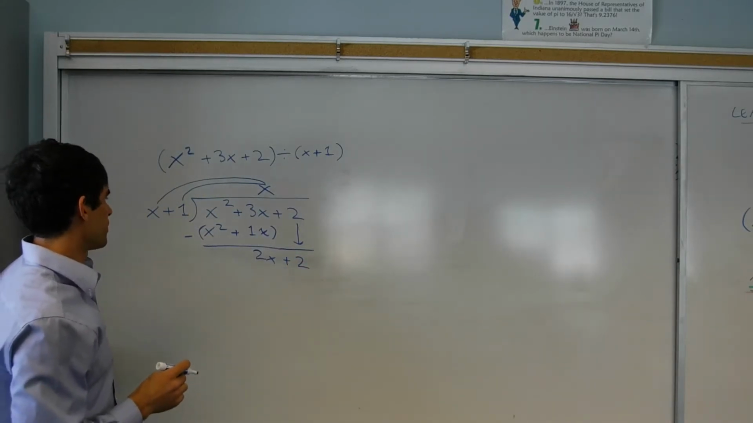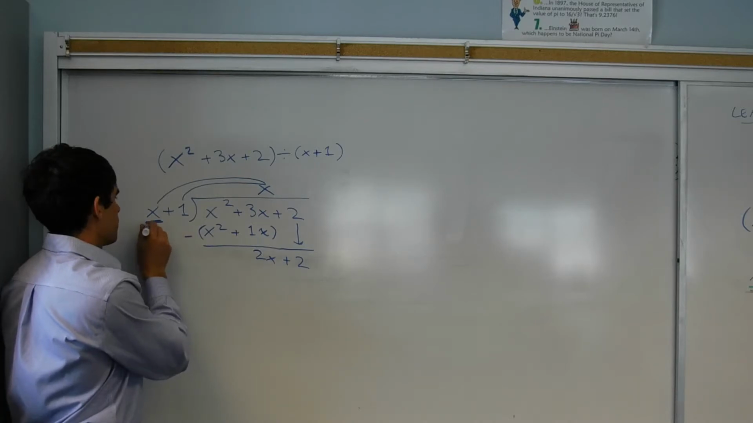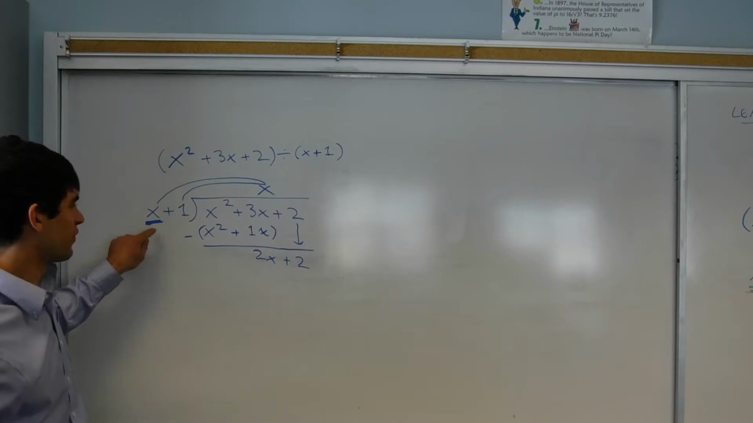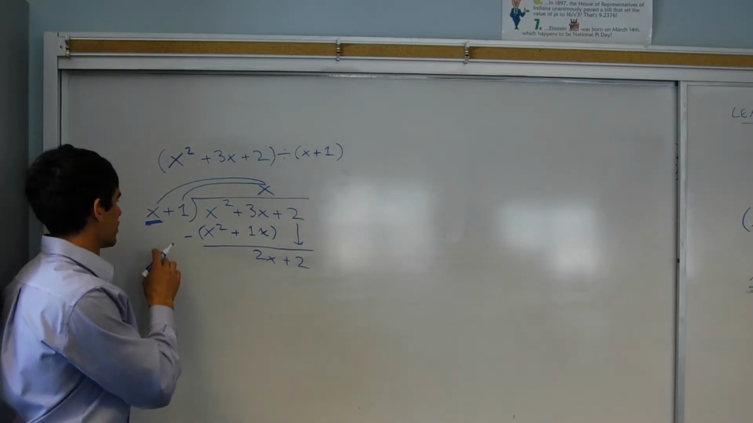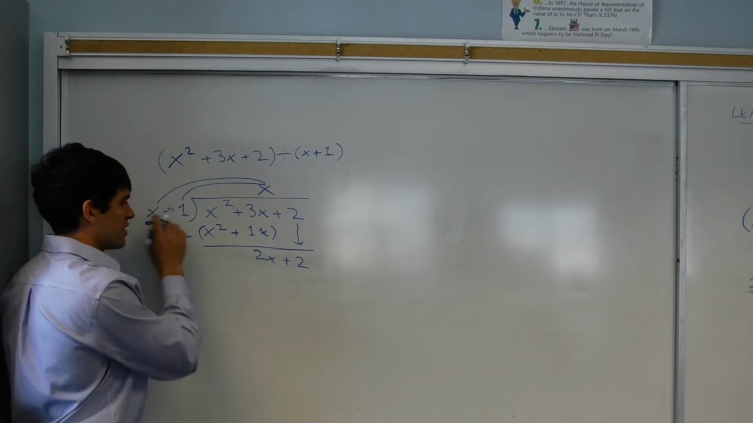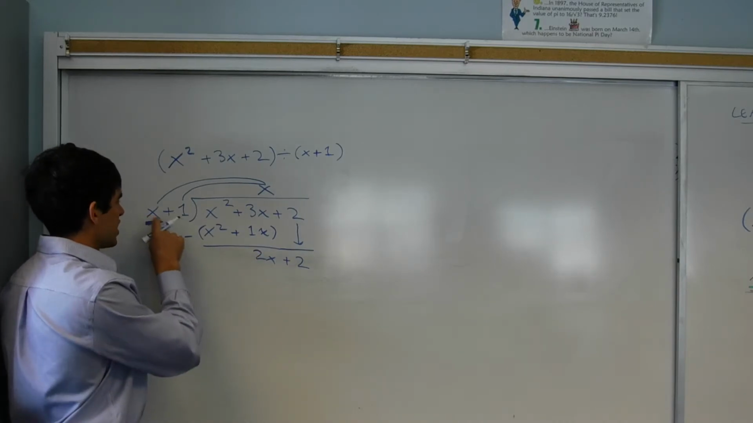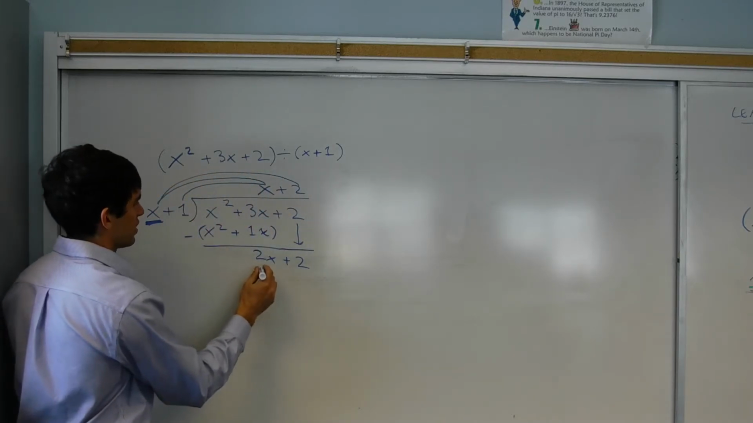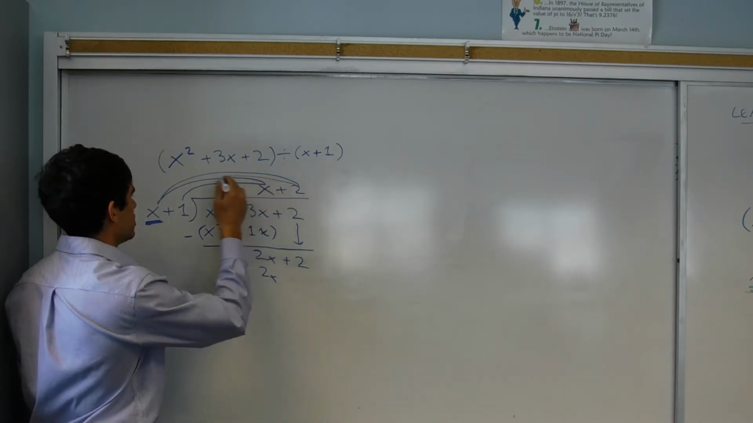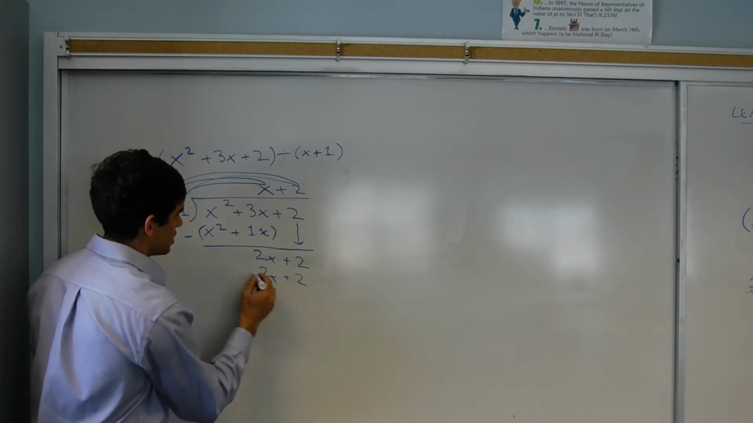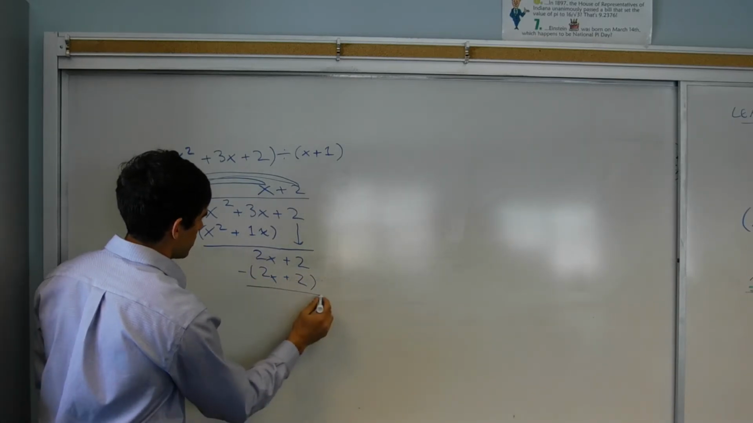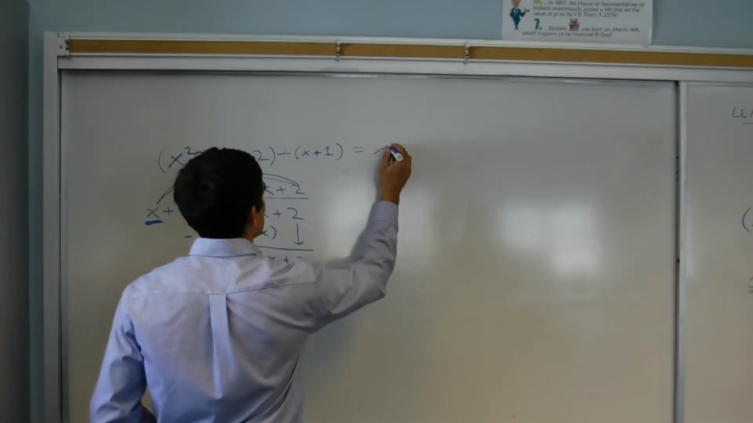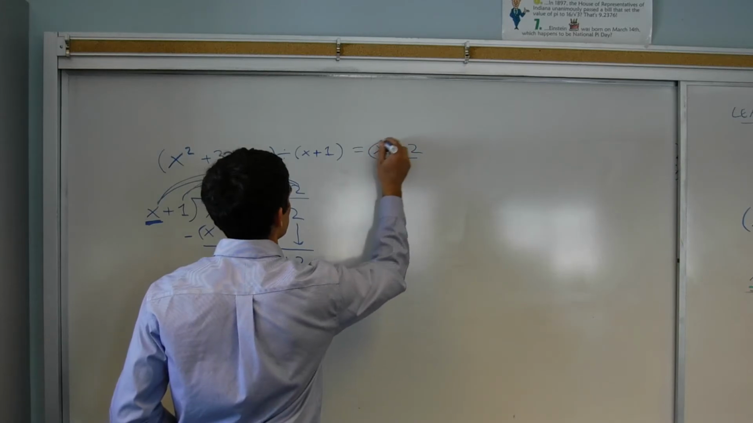Our next step is we want to take this first term. Remember, we always base our first steps off of this first term. We want to say, okay, what do I need to multiply this by to get this? And the answer is 2, because 2 times x is equal to 2x. And then we do 2 times 1 is equal to 2. We subtract this, and once again, we get 0. So that means that our answer is x plus 2.